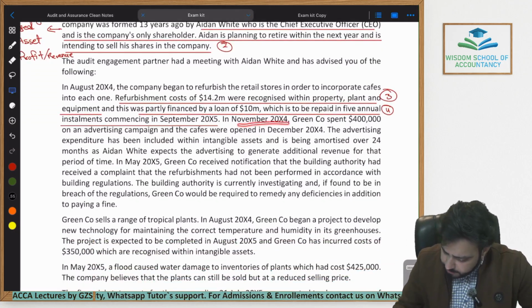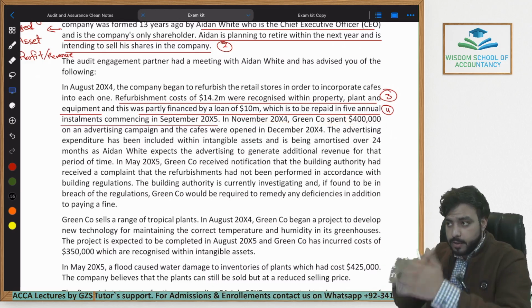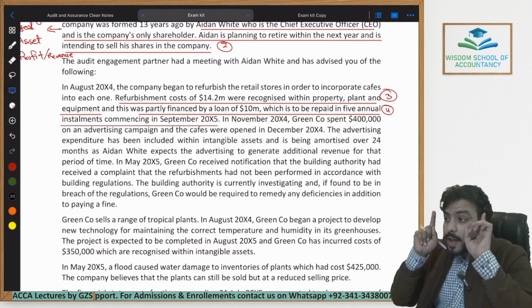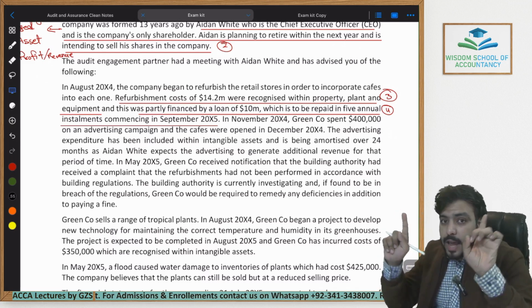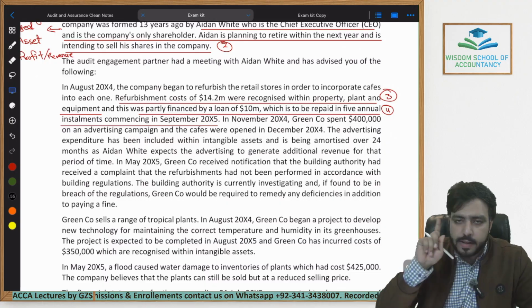In November 2014, Green Corporation spent another expense. So basically, another amount is being added into the company. Another transaction is being made by the company in this one. Now remember, whenever there is a transaction, an amount is given to you, there is always a risk there. Always remember, there is a 99% chance that there would be a risk there.